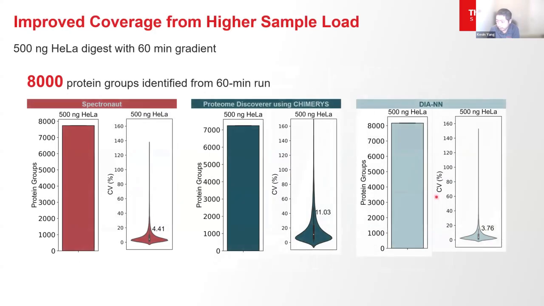Or we can just load more on the column and that will give you more coverage as well. So I tested 500 nanogram HeLa digest with a 60-minute gradient, and we were able to identify 8,000 protein groups from a single injection. So again, that's the sensitivity of the Orbitrap instruments.